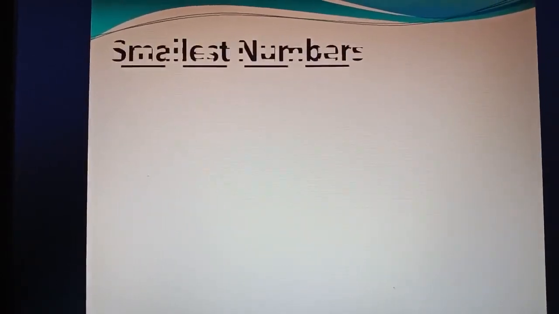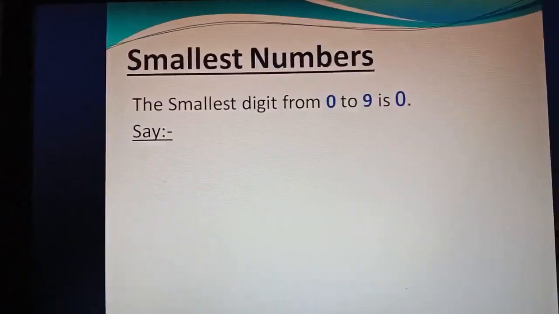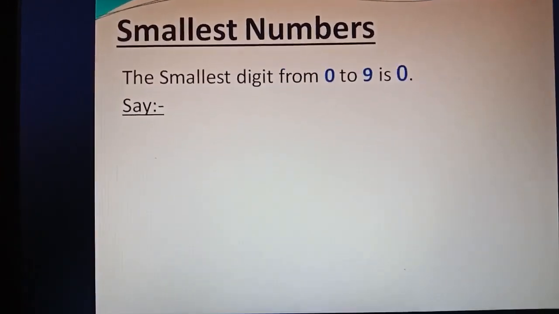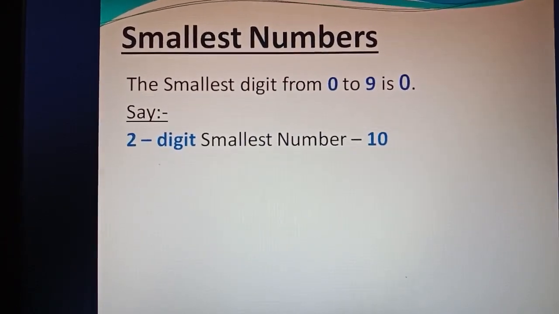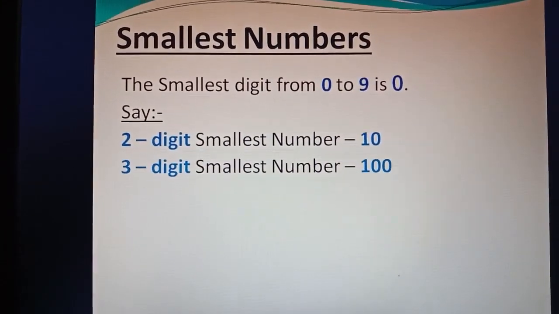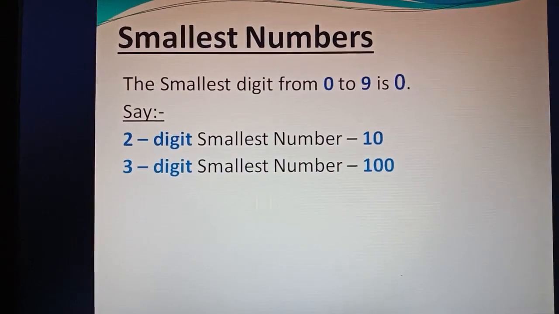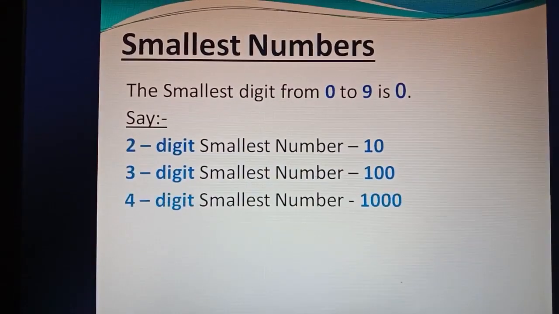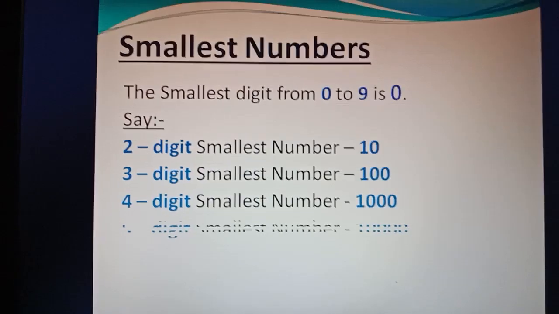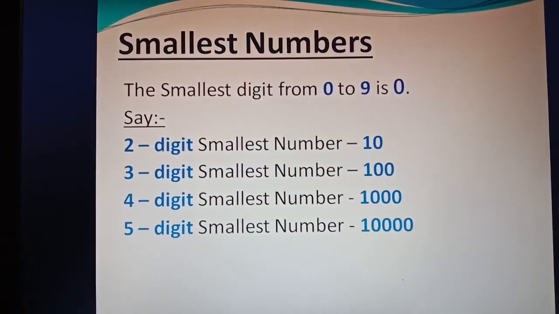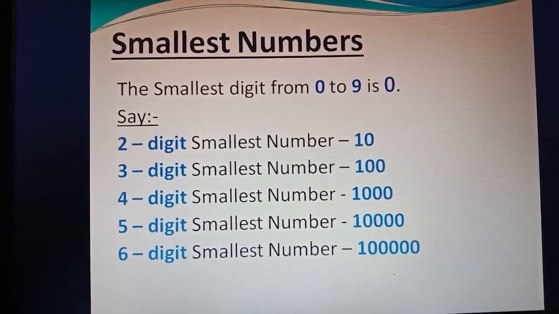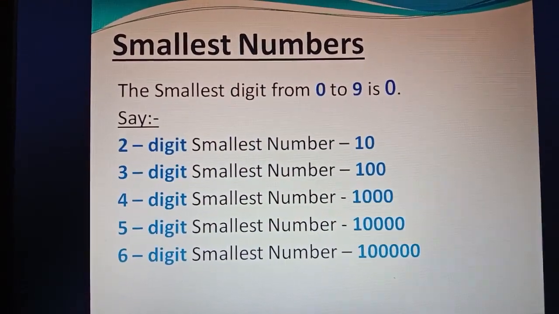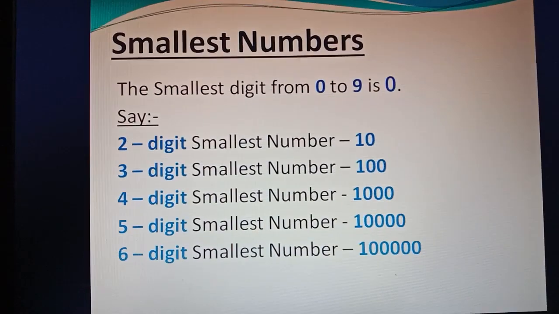Now next comes the smallest number. As we know, the smallest digit from 0 to 9 is 0. So say 2-digit smallest number is 10. 3-digit smallest number is 100. 4-digit smallest number is 1000. 5-digit smallest number is 10,000. 6-digit smallest number is 1 lakh. So these are the smallest digit numbers.